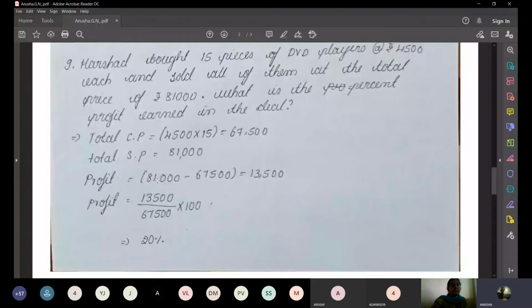But here they asked to calculate the percent profit, so we need a formula: profit gained by him divided by the amount he invested, into 100. After solving this, we will get 20%. 20% will be the profit.